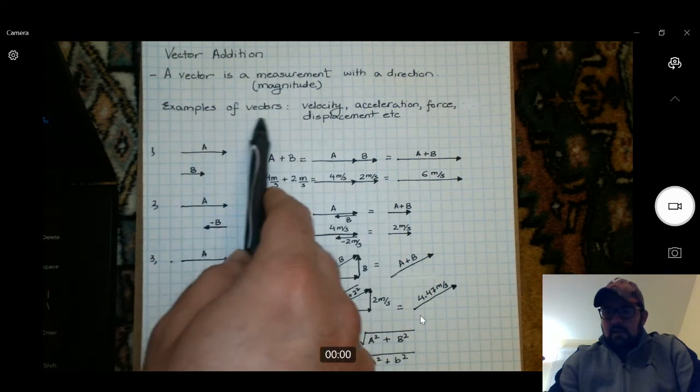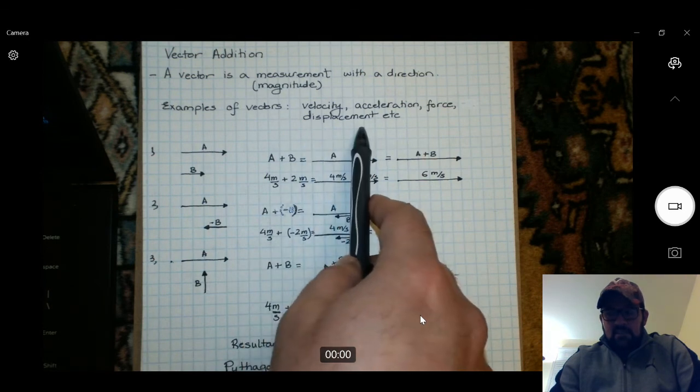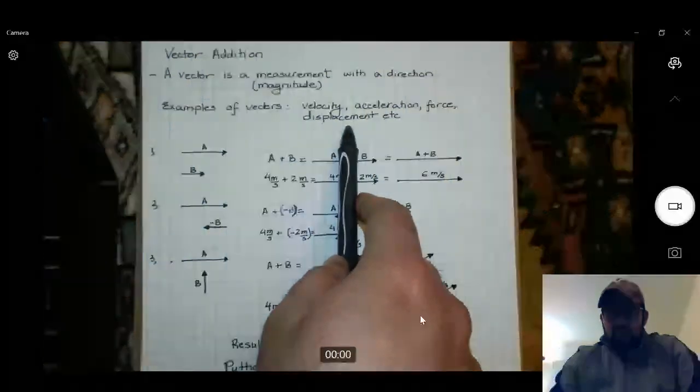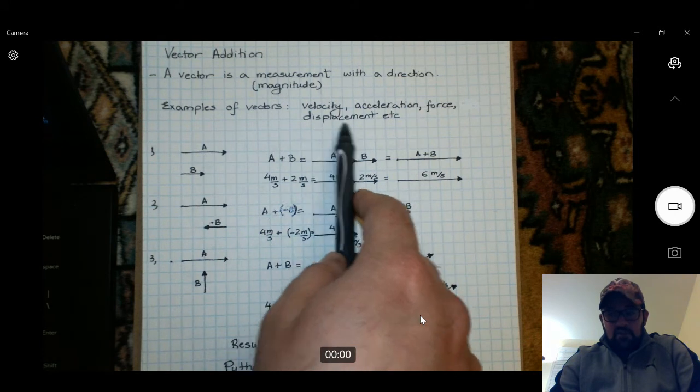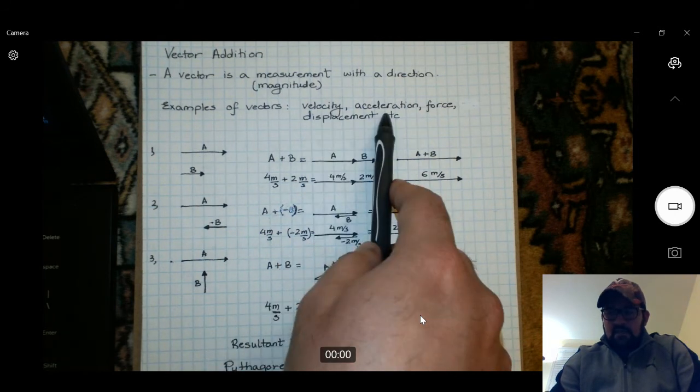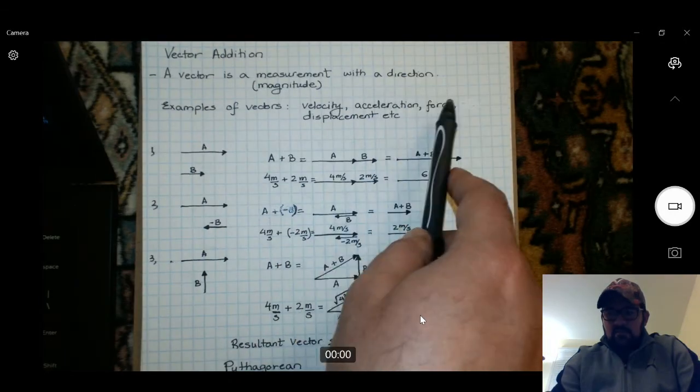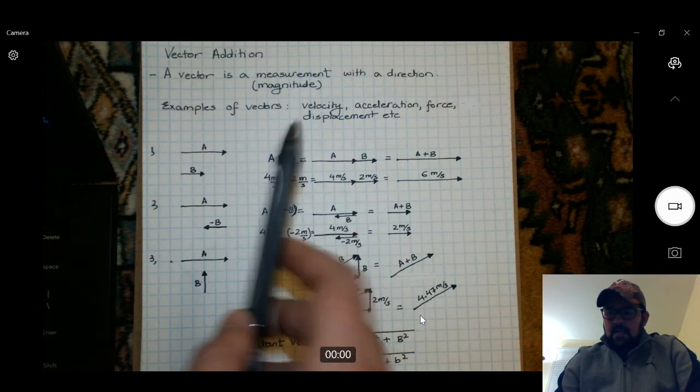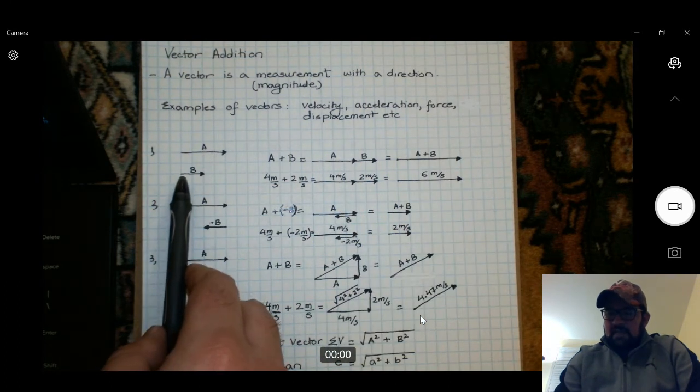Here are some examples of vectors. Displacement is a vector. It tells you how far you've moved compared to where you originally were. Velocity is a vector. Acceleration with direction is a vector. Force is a vector. Let's jump into some examples of adding vectors now.